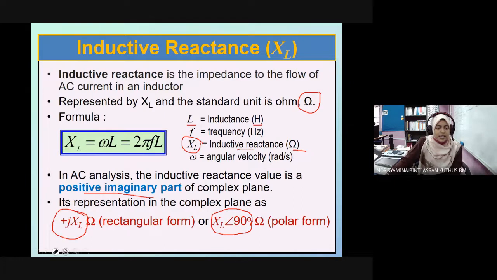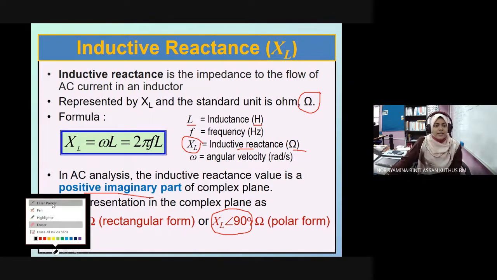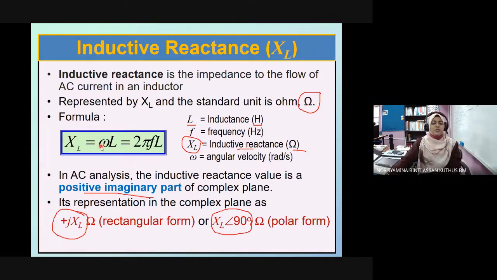Okay, how do we find it? XL will be equal to omega L, or 2 pi f L. This means omega stays the same, with the formula omega is equal to 2 pi f. Frequency will affect your inductor.